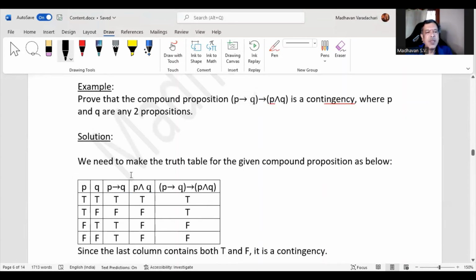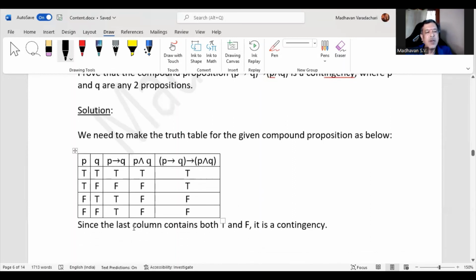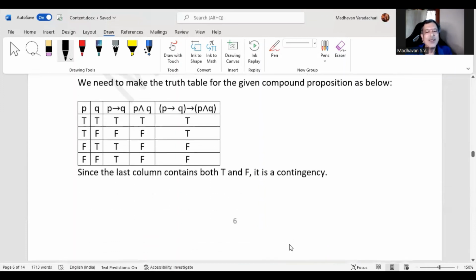First we find P implies Q, where we know that if the first statement is true and the second statement is false, the result will be false, otherwise it is true. Then comes P and Q. In this case, only if both of the statements are true, it will be true, otherwise it will be false. We wrote that. Now consider this as the first statement and this as the second statement. We may notice the first two will be true, because only in the last one the first statement is true and the second statement is false. Only that one is false. So in the last column, we may notice that it contains both true and false. So it is a contingency.